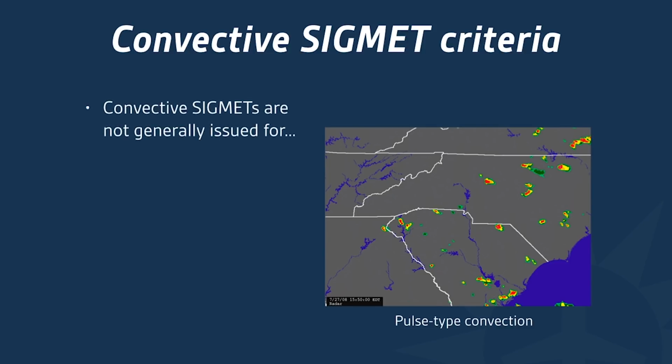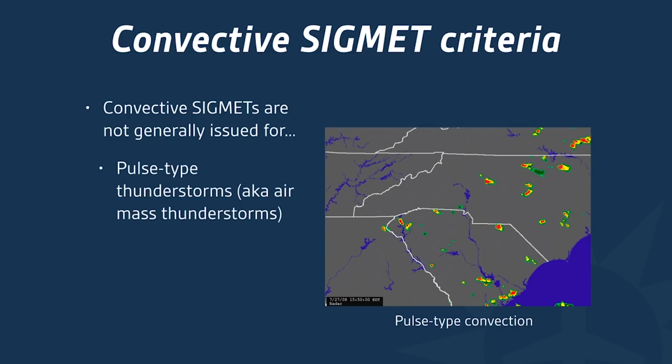Now, convective SIGMETs are not generally issued for what are called pulse-type thunderstorms, or what pilots would call air mass thunderstorms. So you can see in the picture here on the right, these were all pulse-type thunderstorms, kind of spread apart, easy to work around, but certainly there were no convective SIGMETs along that entire route.